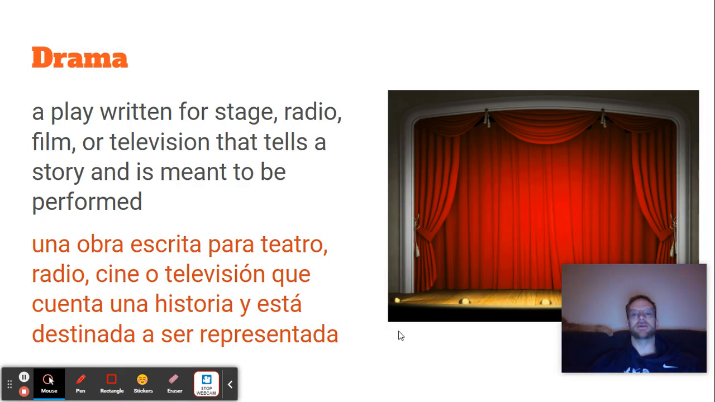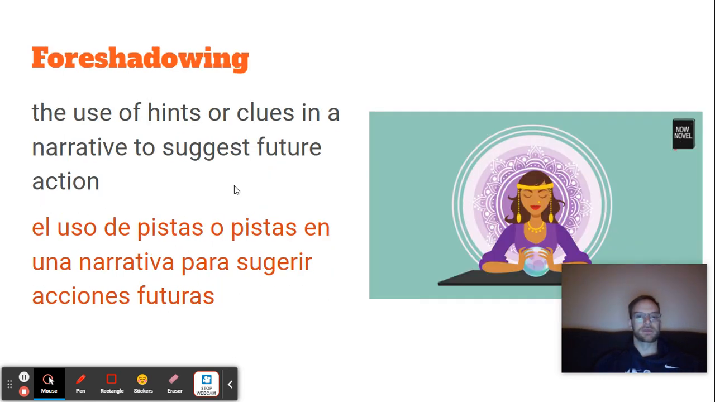So drama as a genre is a play written for stage, radio, or film or television that tells a story and is meant to be performed. So think about a play, something you'd see on stage, like Romeo and Juliet, like Hamilton, like Broadway, anything like that. And then I have it in Spanish too, guys, in case you need it. If you prefer to copy it in Spanish, feel free.